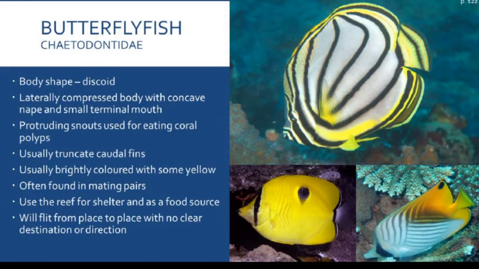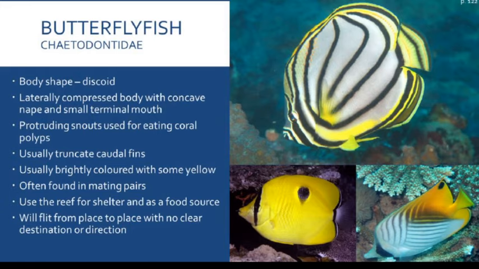And they are often found in mating pairs. Butterfly fish use the reef for shelter and as a food source, and they will flit from place to place with no clear destination or direction. So when you're watching the fish swim, if it looks like it doesn't really know where it's going, it's probably a butterfly fish.